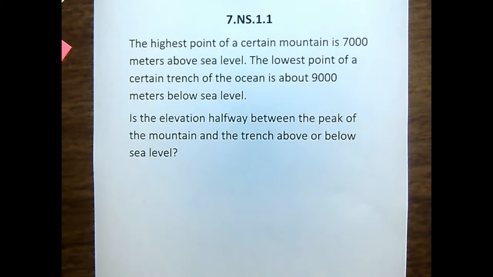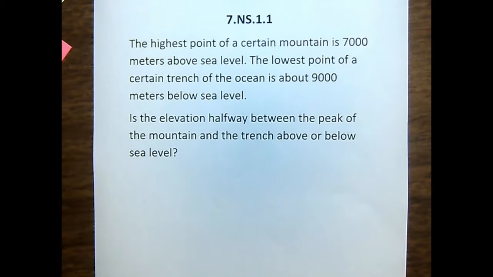This video will help you solve a question that is like question 2 of day 3 of week 1 in your FSA packet. So this question says, the highest point of a certain mountain is 7,000 meters above sea level. The lowest point of a certain trench of the ocean is about 9,000 meters below sea level. Is the elevation halfway between the peak of the mountain and the trench above or below sea level?